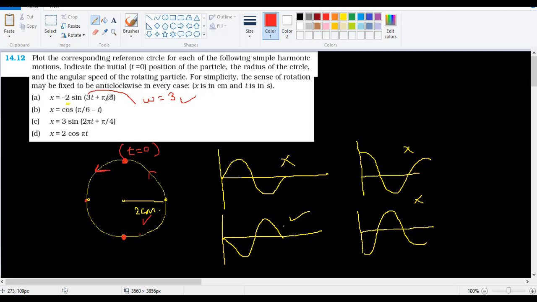I forgot one more thing. You see, this is pi by 3. So what this means is it's not exactly starting from this location, right? So if it was just 3t without this pi by 3, then I would have said this is my starting point. Okay, so that means this is wrong. So since it is plus pi by 3, what it means is the starting point is not here, the starting point is somewhere here. That means compared to this position, which is 3t, this is your pi by 3. So this is called the initial phase.